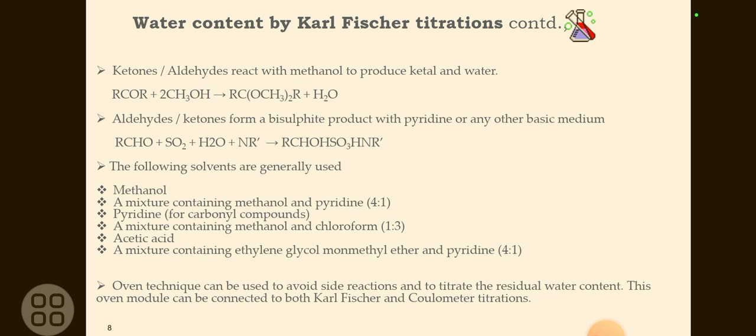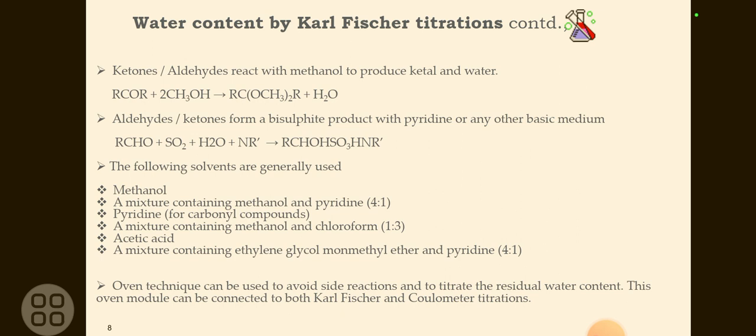So the next example is the ketones or the aldehydes. The ketones and the aldehydes react with methanol, because the primary solvent, what we say, methanol, is the base for the KF reagent. So in this methanol, the ketones and the aldehydes will react, and it will form an ether as well as water as an additional product. So this extra water will be reacted, and again the aldehydes and the ketones from the bisulfite products also will produce water content.